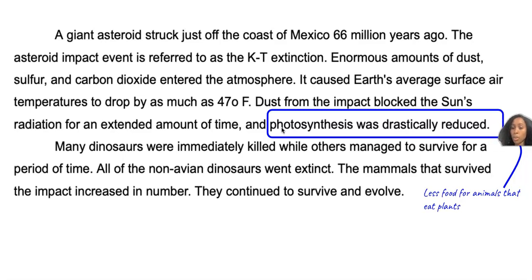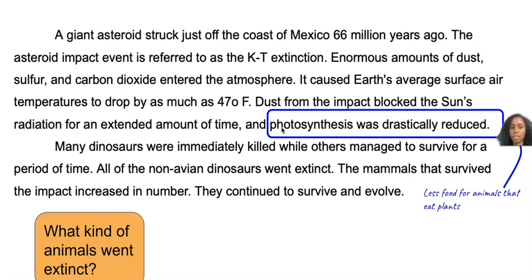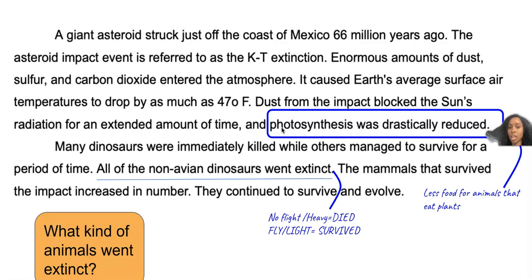Uh-oh, someone's in trouble. And this is giving me a little bit of a hint. So who's dying? What kind of animals went extinct? And our passage directly gives us that. All of the non-avian, so the birds that do not fly, or the dinosaurs that do not fly, they died. So I put this cute little annotation here: no flight, heavy, dead. Fly, and you're light, you survive.